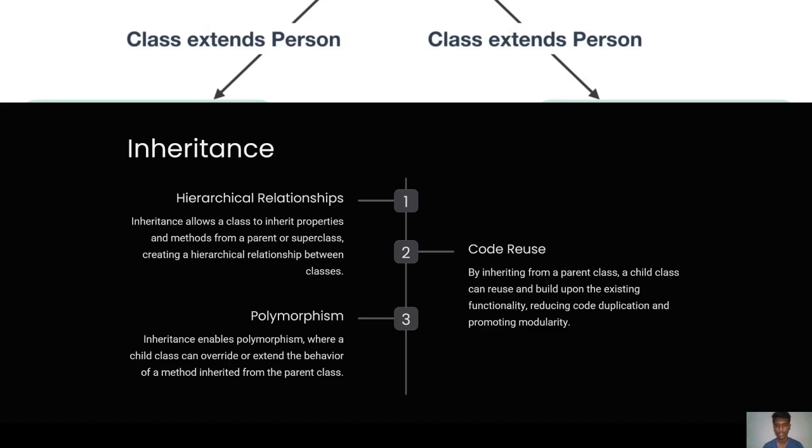Next, code reuse. By inheriting from parent classes, a child class can reuse and build upon the existing functionality, reducing code duplication and promoting modularity. In this, we can reuse the parent code and use it in the child classes. Polymorphism. Inheritance enables polymorphism, where a child class can override or extend the behavior of a method inherited from the parent class.